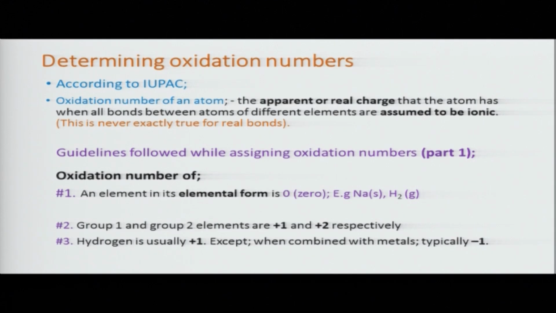Let's look at number 2, or the guideline 2. Group 1 and group 2 have oxidation numbers of +1 and +2, respectively. What do we mean? I'm still going to use the example of sodium, which is in group 1. It loses 1 electron to be stable, and in the process, it will only form +1.